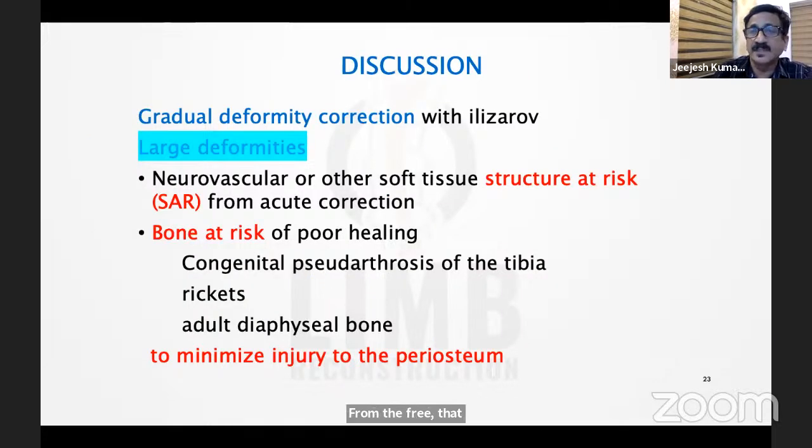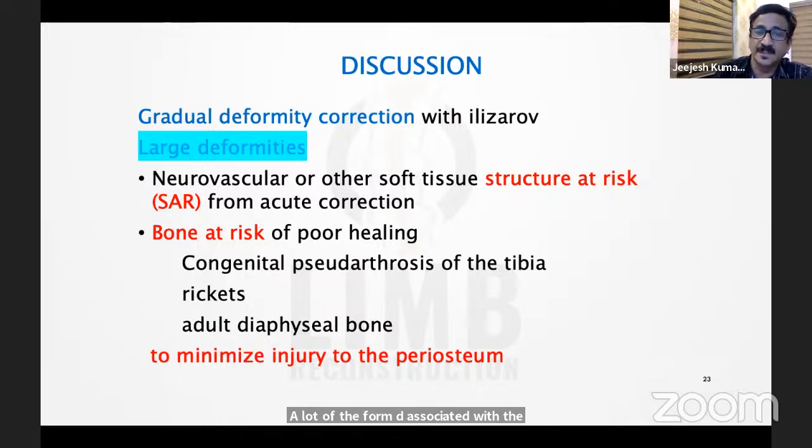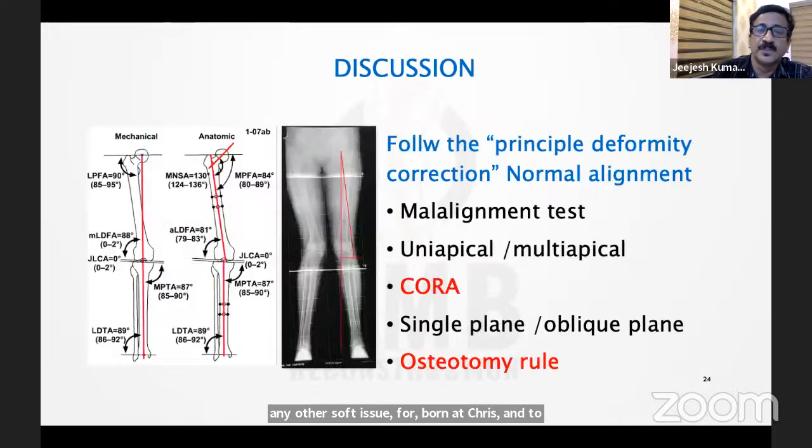In the discussion part, what you should know is that gradual deformity correction can be done in larger deformities associated with neurovascular or other soft tissue structures at risk, or bone at risk, and to minimize injury to the periosteum. In any case, you have to follow the principles of deformity correction.